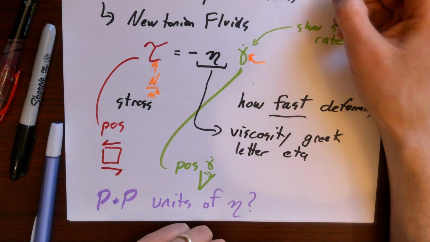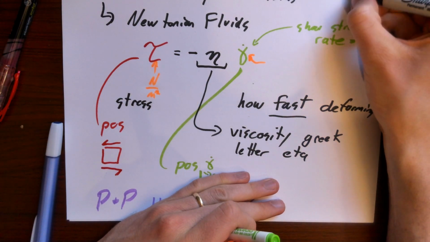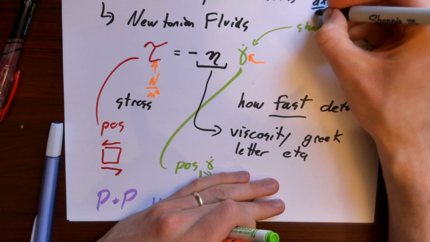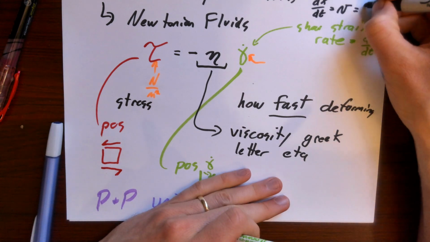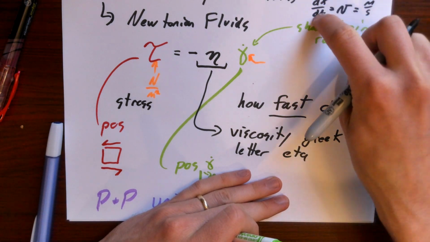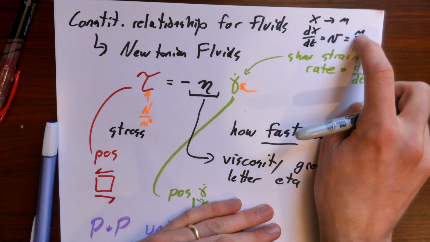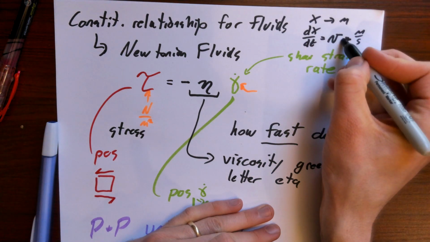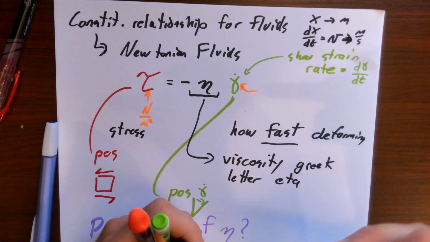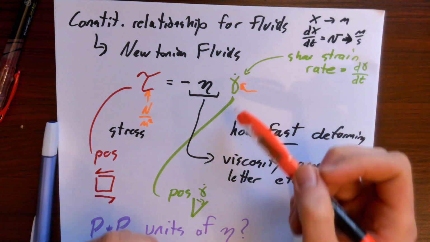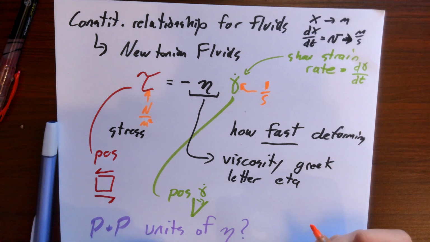If I think about dx dt, x has units of meters, and dx dt is equal to velocity, which has units of meters per second. So when you differentiate something with respect to time, you end up with seconds in the denominator. So what does that mean? Shear strain rate has to have units of 1 over seconds.